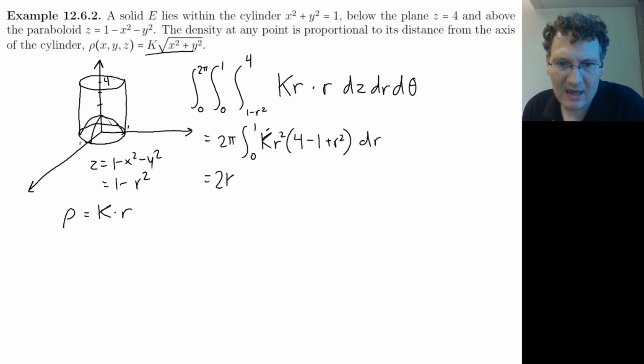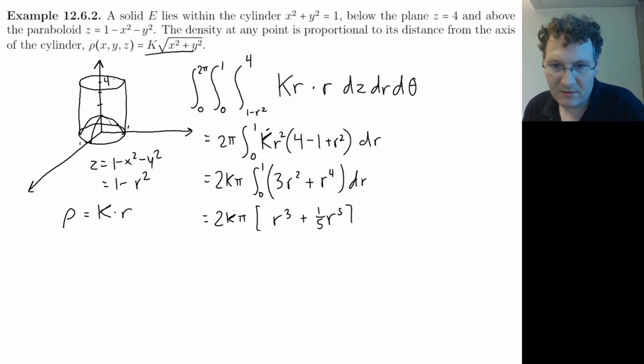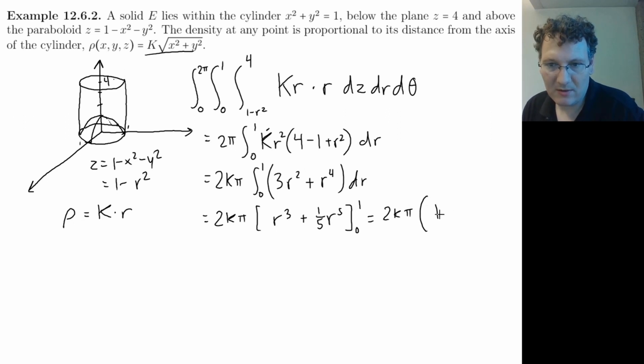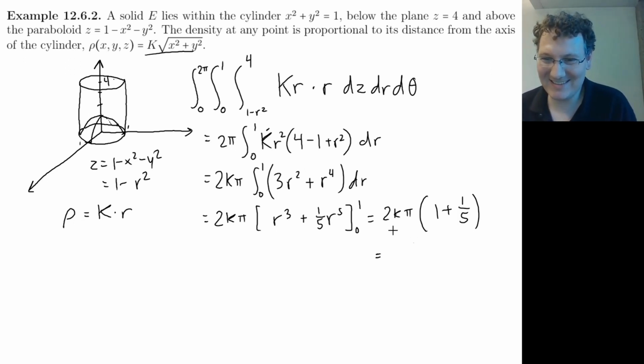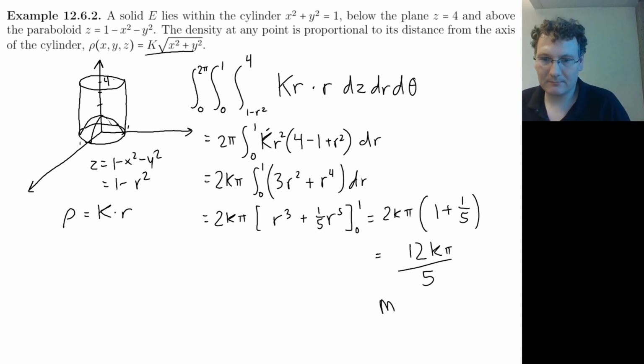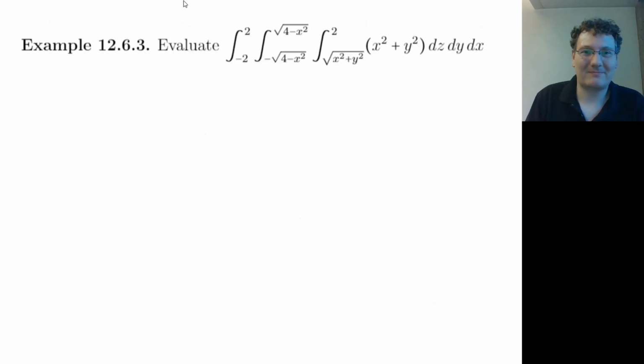So 2k pi integral from 0 to 1 of 3 r squared plus r to the 4th dr. This integrates nicely, so 2k pi times r to the 3rd plus 1/5 r to the 5th from 0 to 1. When you evaluate this at 1, we're going to get 2k pi times 1 plus 1/5. That's 6/5. So that's going to be 6 times 2 is 12k pi over 5. That's going to be the mass of this thing that we've created.